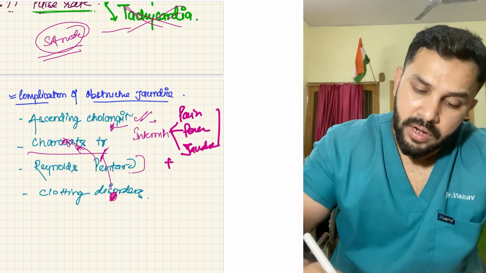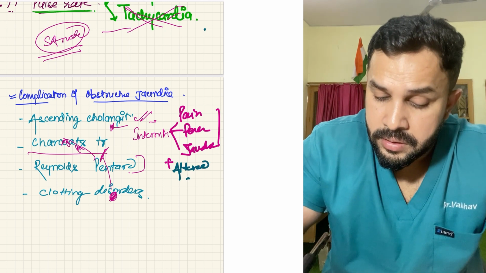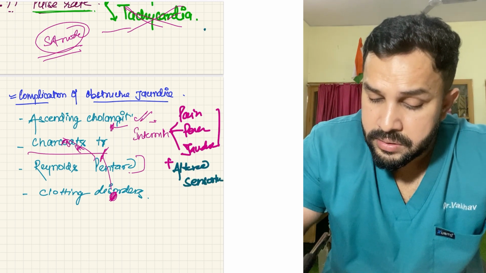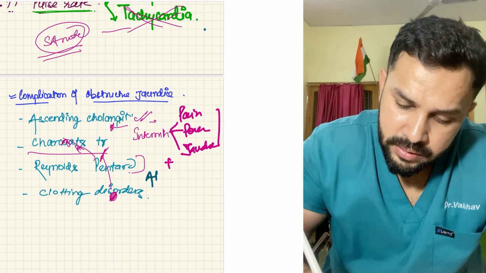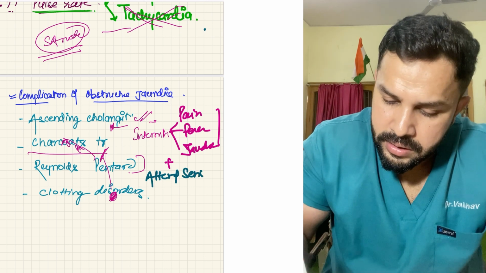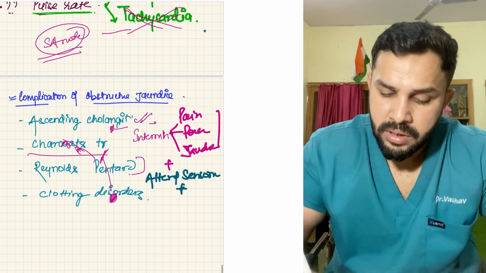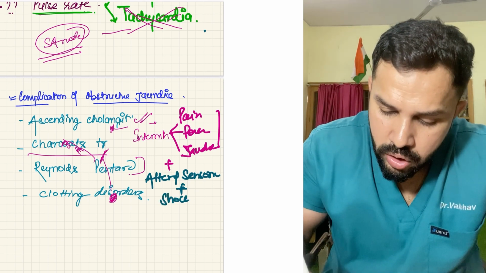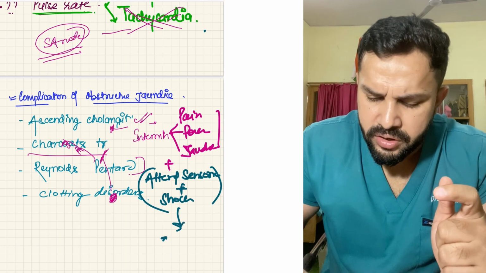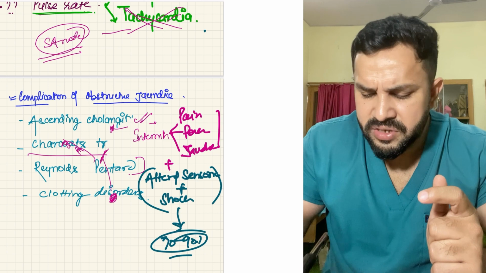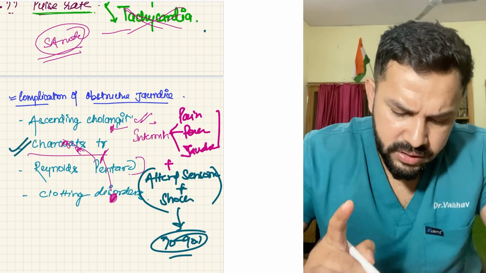When you add altered sensorium plus shock, this has a very fatal prognosis, and with a mortality of 70 to 90%, the patient will not survive. So you have to treat here at Charcot's triad: intermittent pain, intermittent fever, intermittent jaundice.